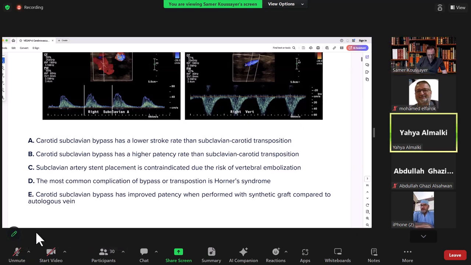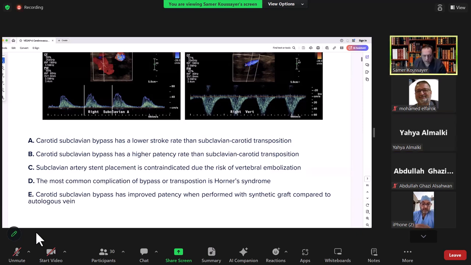Okay, Dr. Samer. Answer A, carotid subclavian bypass has a lower stroke rate than subclavian carotid transposition. You think it's correct or wrong? What do you think? Wrong. I think it's the opposite. Transposition more. No, not really, Yahya. Studies showed it's no different at all between stroke rate, patency, mortality, morbidity, all the same. The reason is mainly physician preference, but all the studies show no difference in any of them. So this is the reason why this one is wrong.